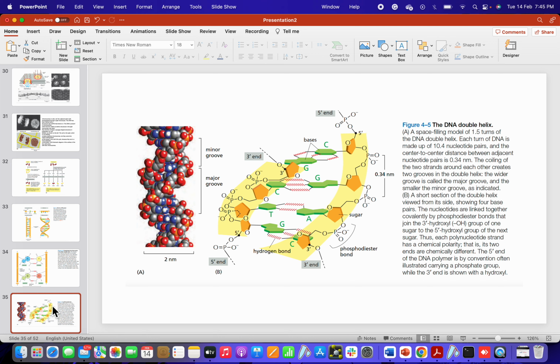Okay, ma'am. Thank you. Here also you can see these are phosphodiester bonds in the sugar phosphate backbone.